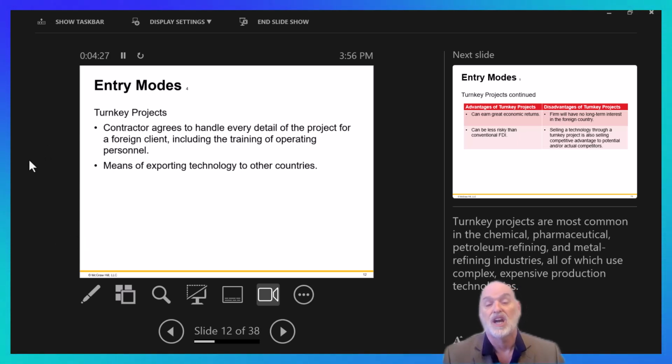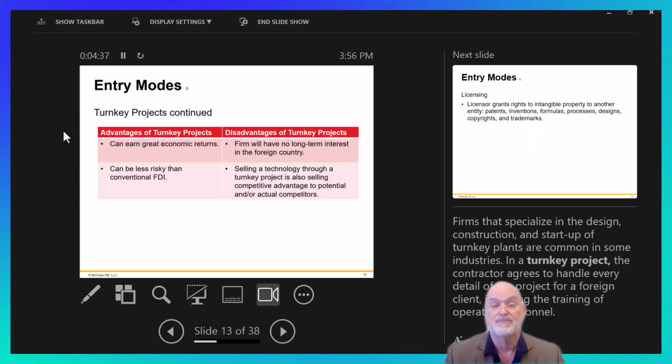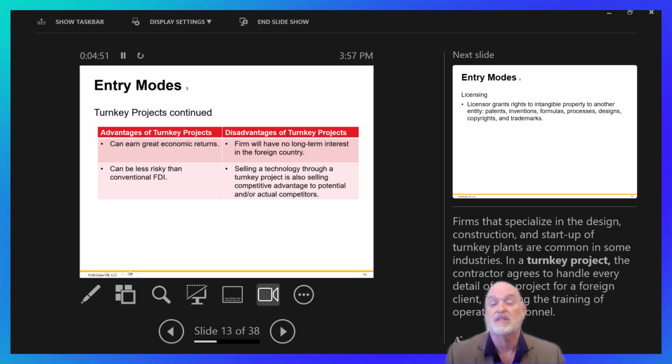Turnkey projects: the contractor agrees to handle every detail of the project for a foreign client, including the training of operating personnel. It is a means of exporting technology to other countries. In turnkey projects, the advantages are you can earn great economic returns, and it also can be less risky than a conventional foreign direct investment. However, the disadvantages: the firm will have no long-term interest in the foreign country, and selling a technology through a turnkey project is also selling competitive advantage to potential international competitors. Remember, that competitor can then end up selling the product back to your market.